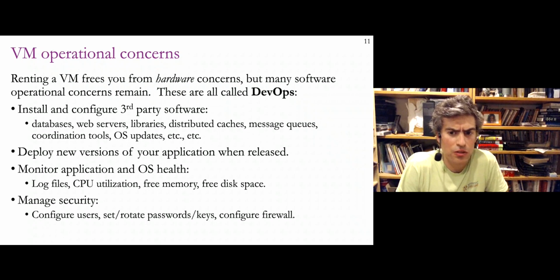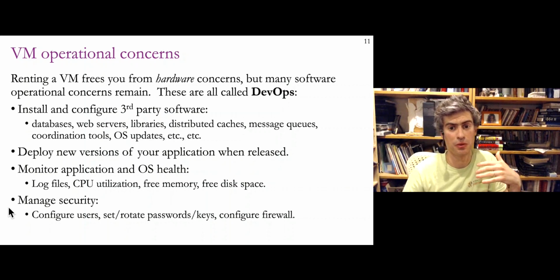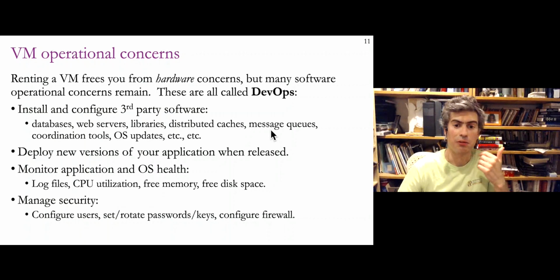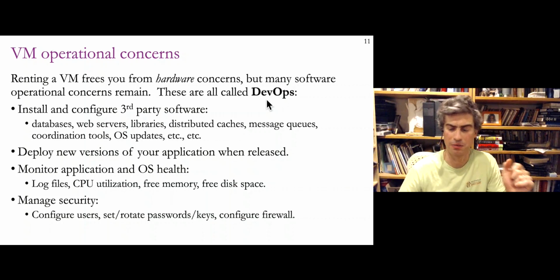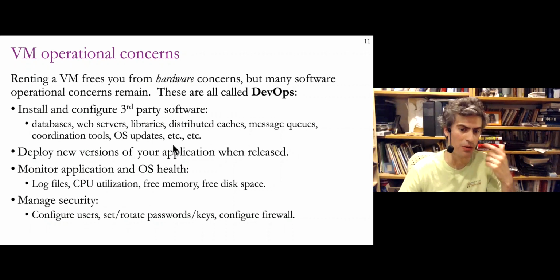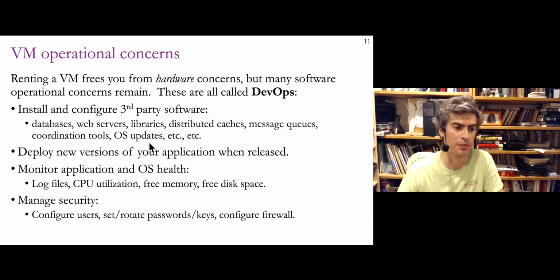So when using virtualization, one of the benefits is that you can outsource your hardware problems to a cloud provider like Amazon or Azure, but you still have many software operational concerns, which are generally called DevOps. DevOps is a portmanteau of developer and operations, and there are people at companies that manage software operations without managing hardware. That's generally called DevOps, because you end up managing operations by writing code and managing configurations that are coded.